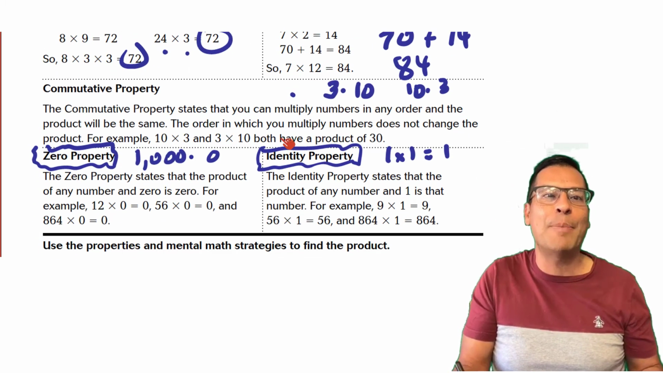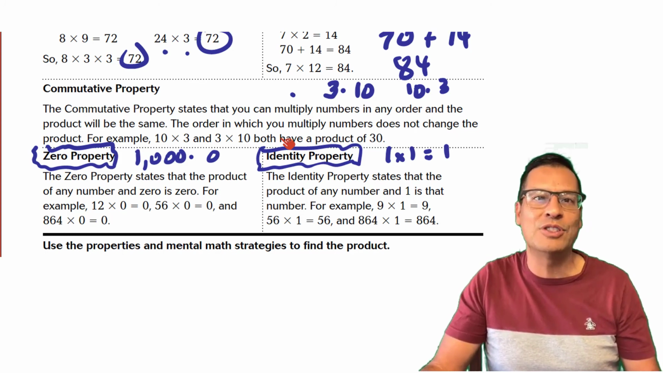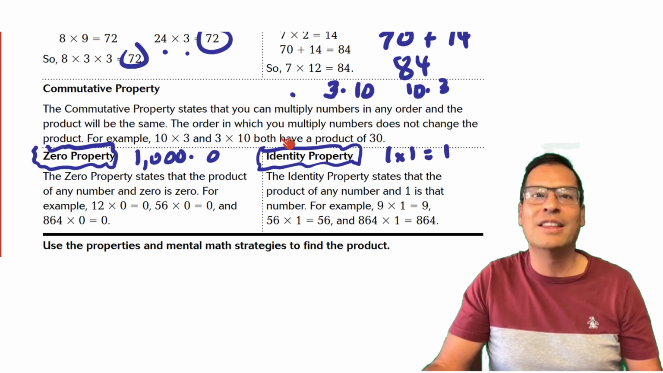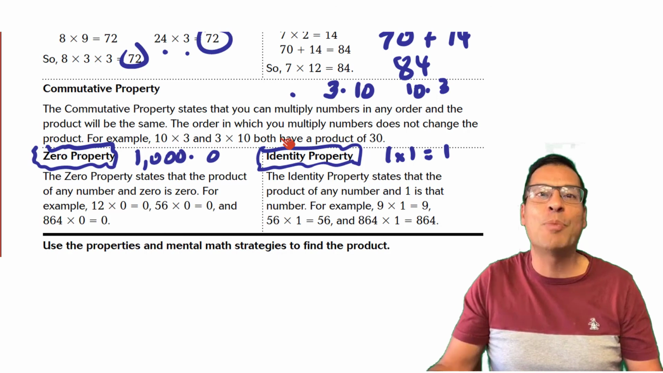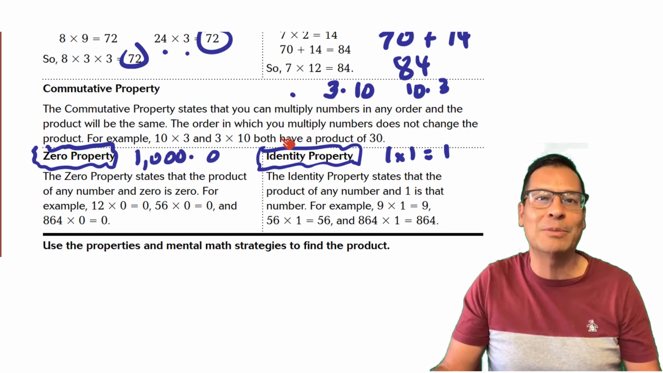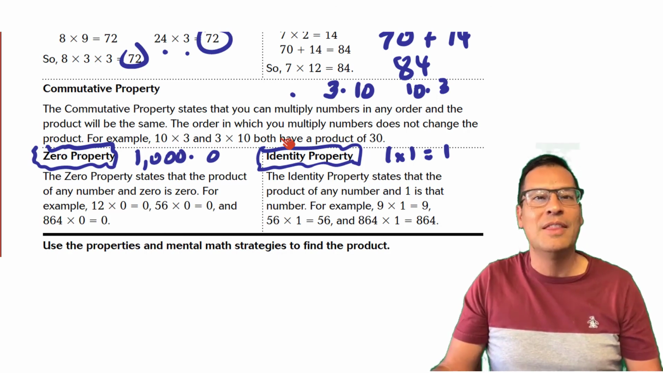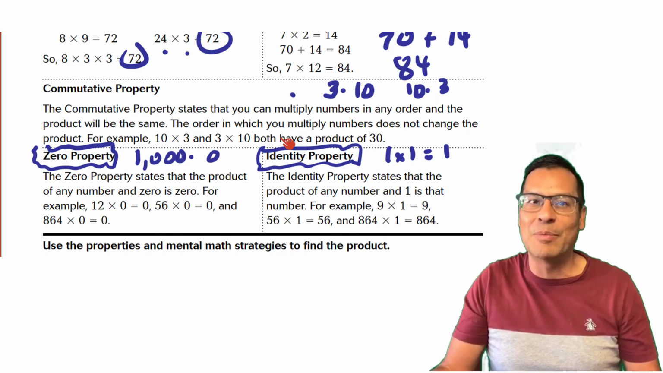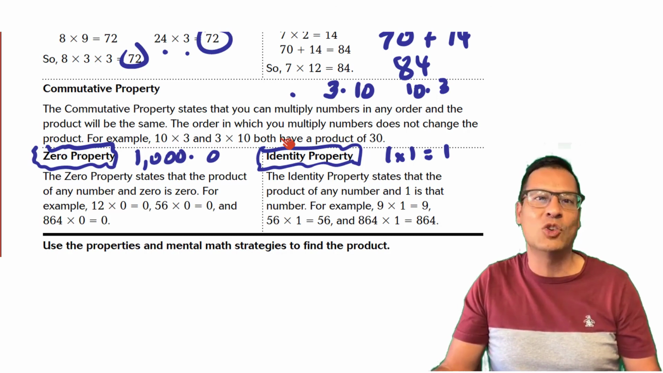The commutative property said that you can multiply those numbers in any order and still get the same product. The zero property says that any number multiplied by 0 is 0. The identity property says that any number multiplied by 1 is going to be that number.